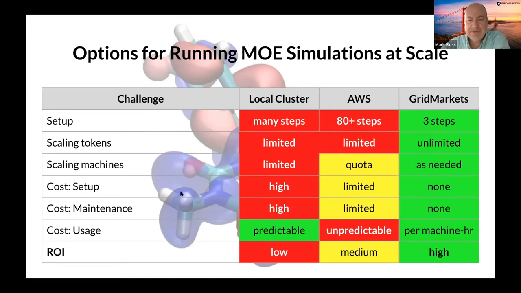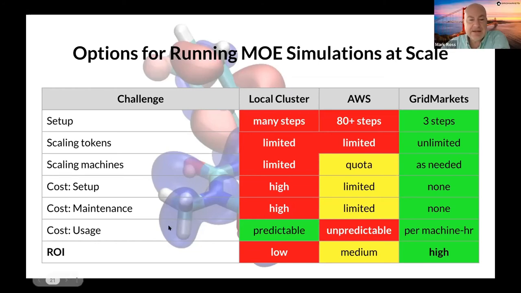The setup costs and the maintenance costs in the case of the local and AWS cluster are much more expensive compared to GridMarkets, which is free. There is no setup cost. There is no maintenance cost. There are no one-time costs.